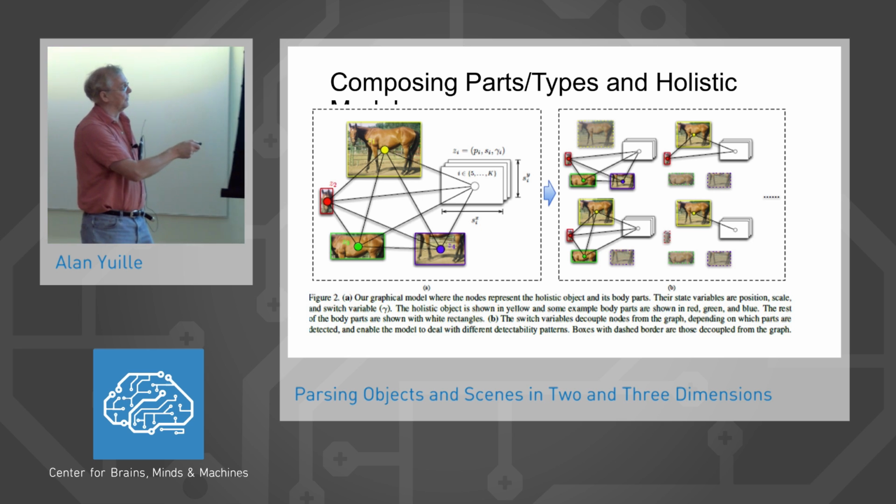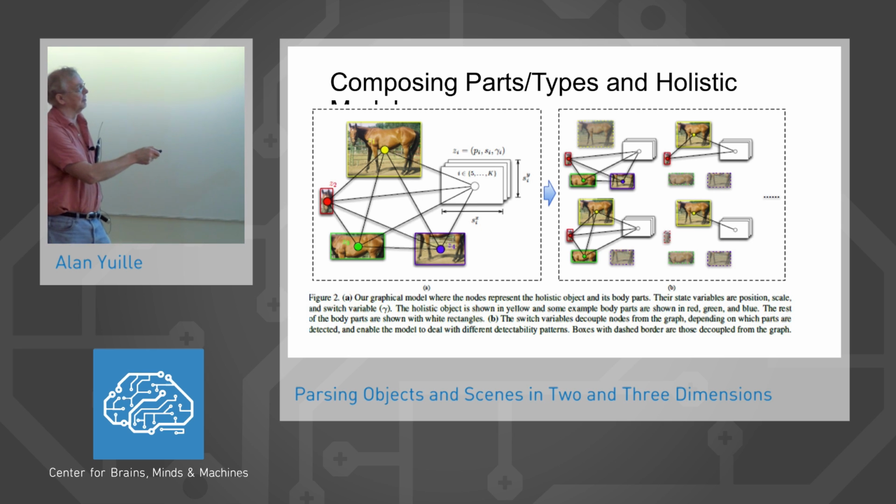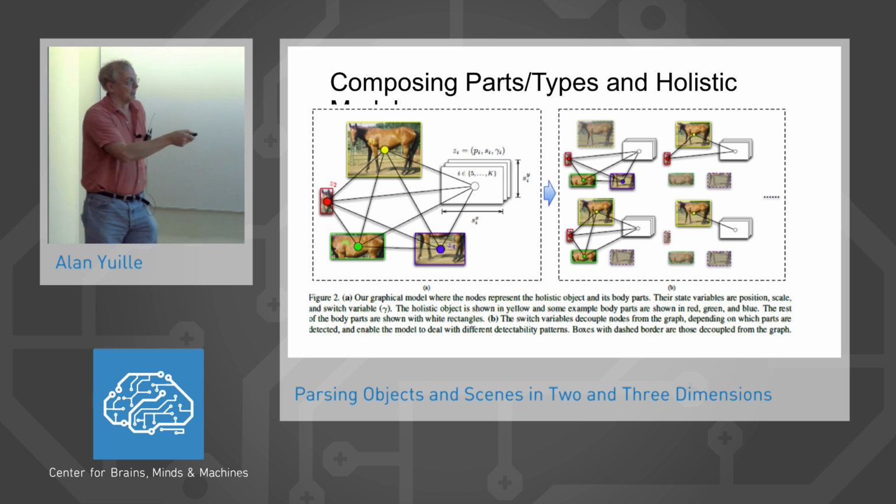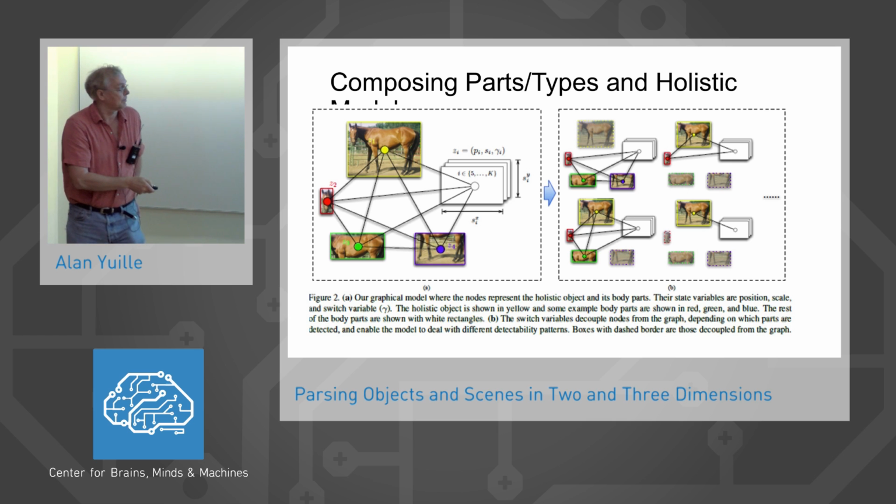Okay, so here are just a few examples of the possible configurations you could have of different parts being present, different types of the parts being present, and also different spatial relations between them.